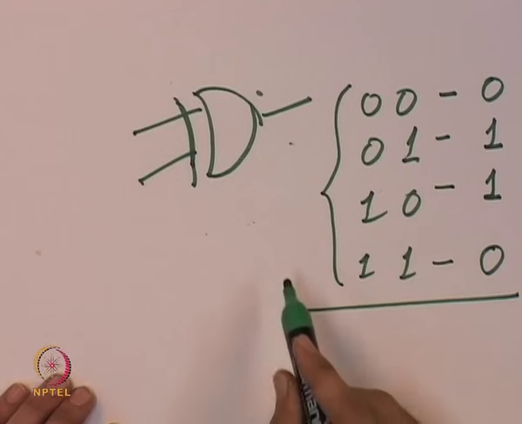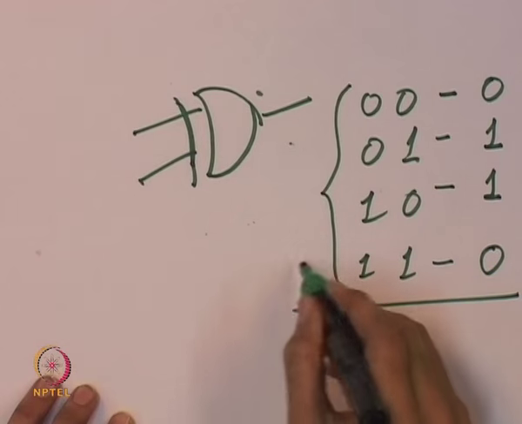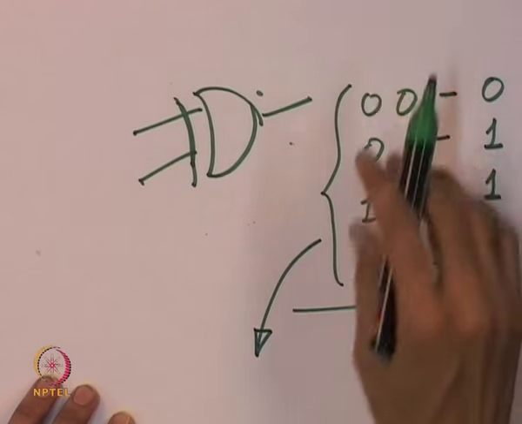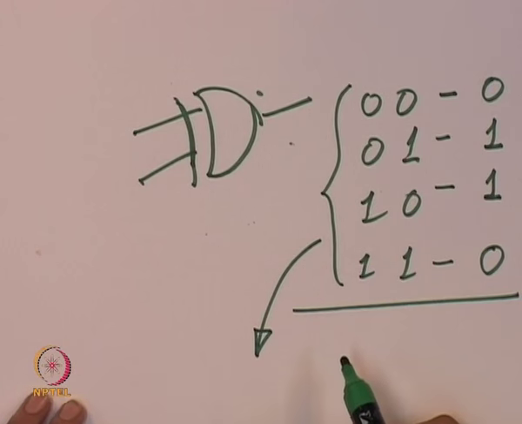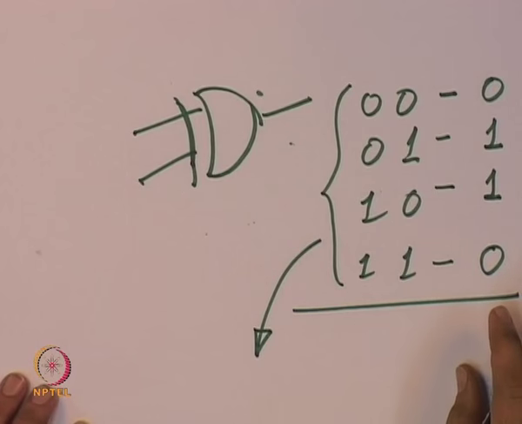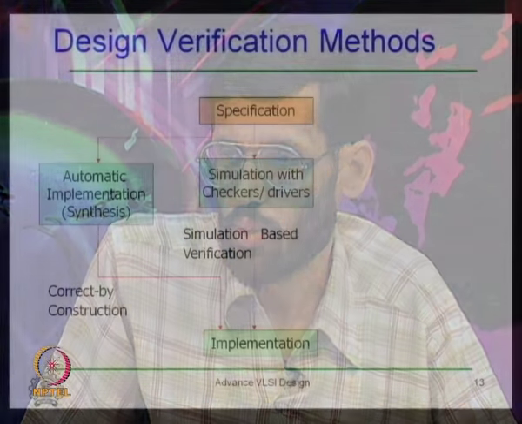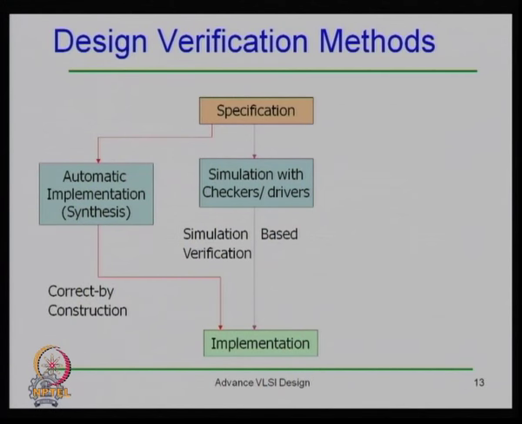not possible. So now here what you do is you have to take a subset of this exhaustive input pattern and simulate for that, and based on that you make a decision whether your design is correct or not. So for this you have to build some checkers and drivers. This is called simulation based verification. Simulation, because here we are not exhaustively simulating, we cannot have 100% confidence in our design, and it is very time consuming. So again this is not the complete method, because we cannot simulate exhaustively.